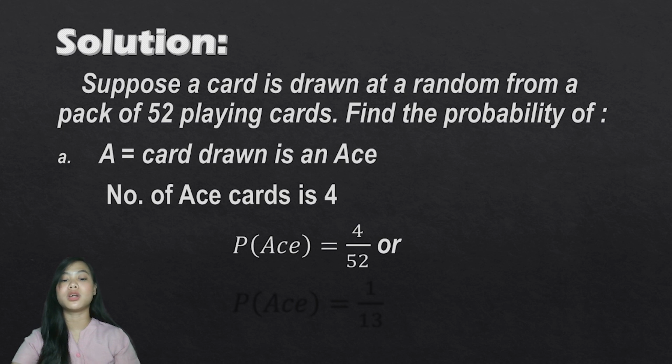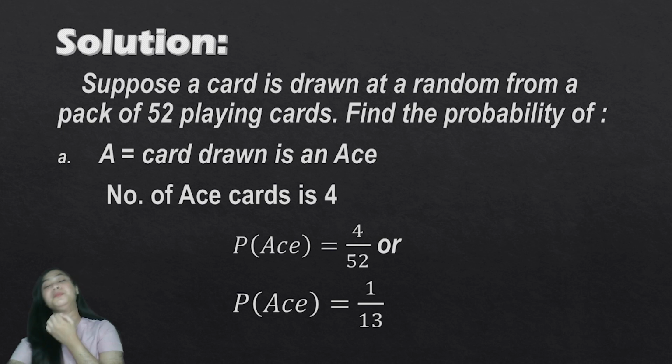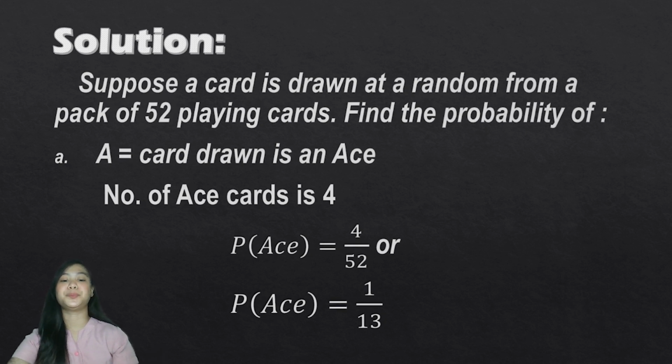In the lowest term, we simply divide 4 over 52 by 4 over 4. So we have 1 over 13. So this is the probability that the ace card will be drawn in a deck of cards randomly.